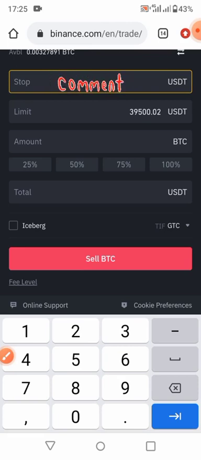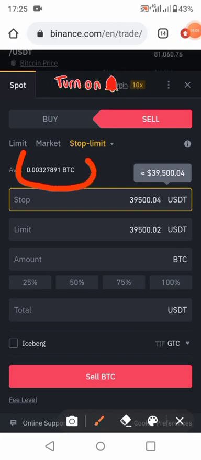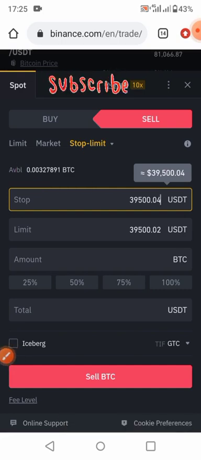Now the stop is when it will trigger the sell, so I just use a few cents away to trigger it. So I say 39,500.04, okay, 0.04. Now it will show you the quantity of BTC that you have here. That is the available BTC that I have in this particular account for this training purposes.